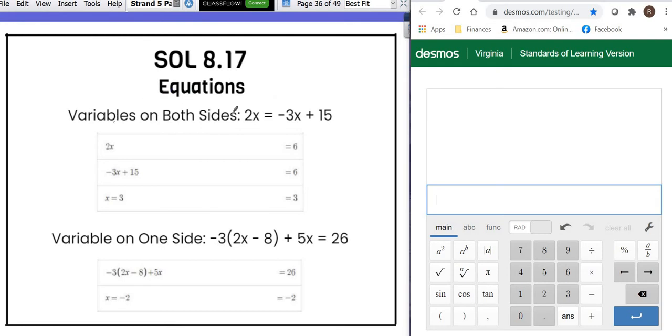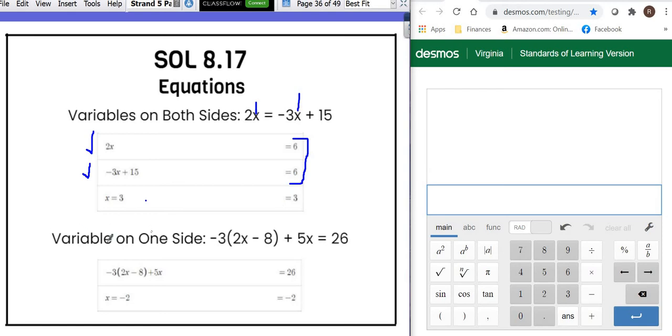The first kind of equation has variables on both sides. As you can see, you've got an x here and an x here. When that's the case, you have to make sure you understand what that equal sign means. It means that 2x has to be exactly the same as negative 3x plus 15. So you use two lines on Desmos, and then in your third line, you find the x value that makes them equal, that makes these two exactly the same.